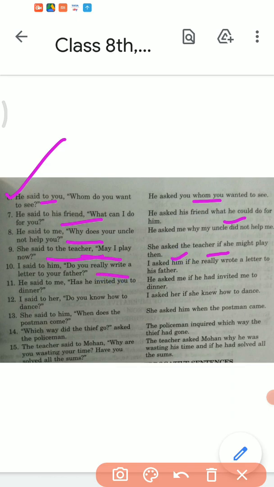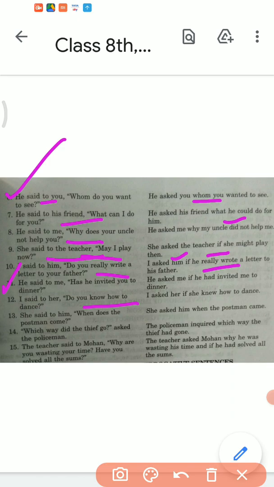In the 10th sentence, I said to him, do you really write a letter to your father? I asked him if he really wrote a letter to his father. In the 11th sentence, he said to me, has he invited you to dinner? He asked me if he had invited me to dinner. In the 12th sentence, I said to her, do you know how to dance? I asked her if she knew how to dance.